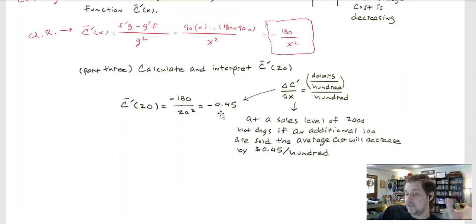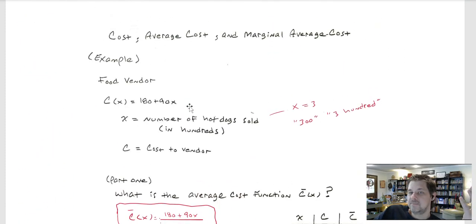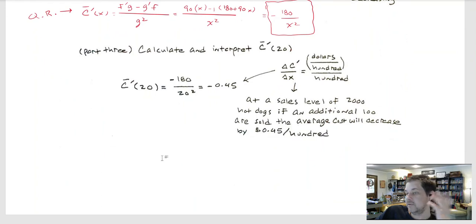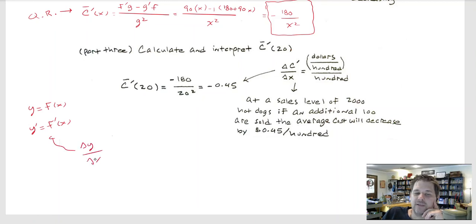Now, what does the number mean? So what if it's negative 0.45? How do we interpret that in the bigger situation of the food vendor and his cost and average cost of selling x hundred hot dogs? Well, okay. All derivatives can be interpreted the same way. If I have y to be some function of x, then the derivative y prime or f prime of x can be interpreted as the change in y over the change in x.